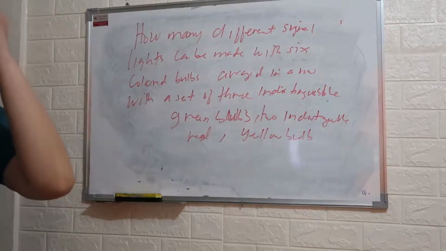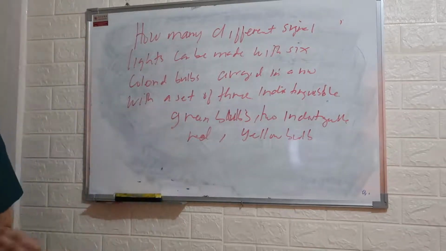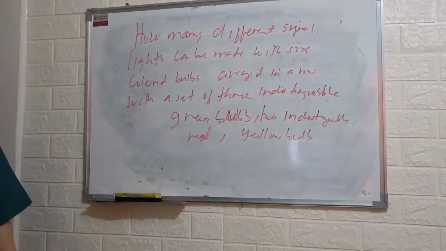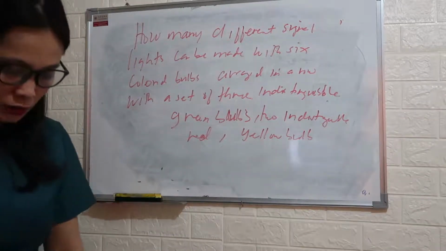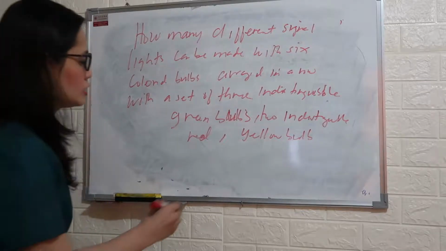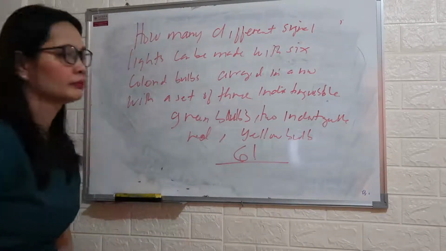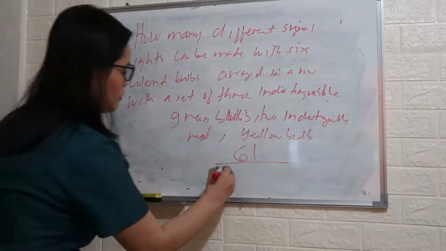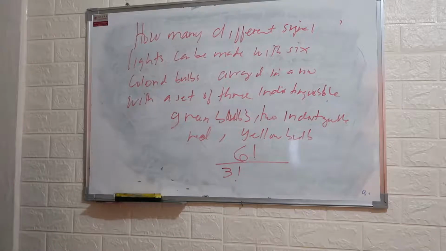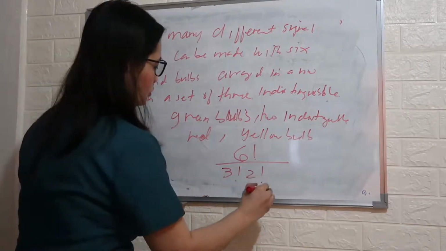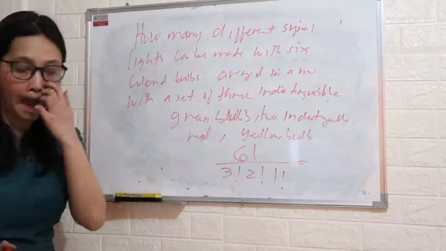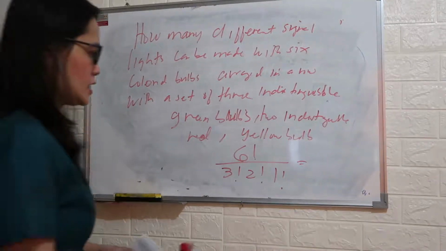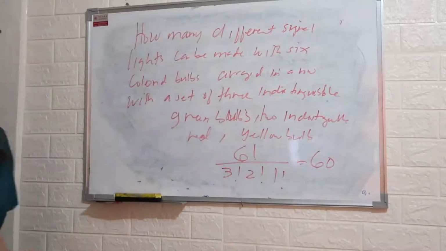So how do we solve that? First, how many bulbs do we have? 6. Okay, 6 bulbs. So 6 factorial over how many green? 3. Okay, 3 factorial. How many red? 2. Okay, 2. How many yellow? 1. So therefore, what is the answer? 60. The answer is 60 ways. Okay, 60 ways.